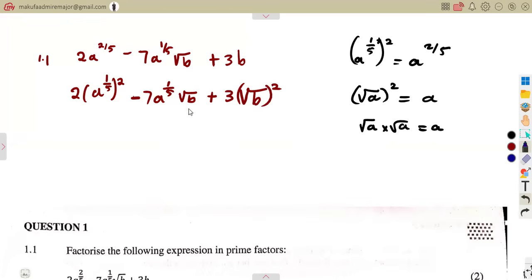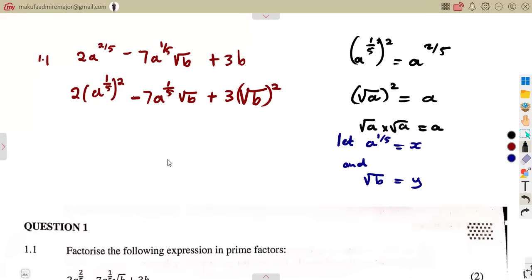And if you check, it's a quadratic. The square root of b, this is the square root of b squared. So if you are to consider what type of quadratic, don't worry about this a, whatever you're given. Just put it like this. Let a to the exponent of 1 over 5 be equal to x, something that you understand. And the square root of b be equal to y. Okay, this is something that you understand.